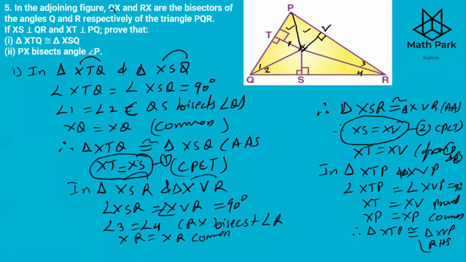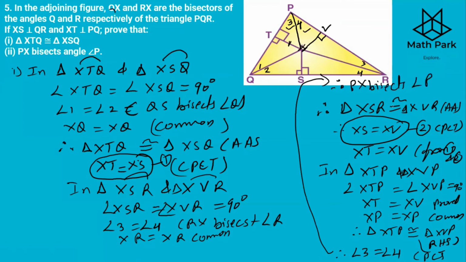Okay. And if these triangles are congruent, let us take this angle 3 is equal to angle 4. So therefore, you get angle 3 is equal to angle 4 by CPCT. And hence you can say PX bisects angle P.